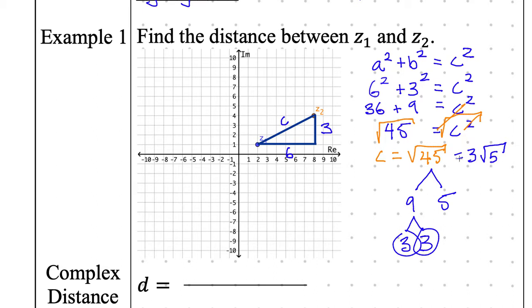And if you don't like it that way, you can think of it as the square root of 9 times the square root of 5, and the square root of 9 turns into just 3. There are many methods for simplifying or reducing radicals, and you can choose whatever you want.